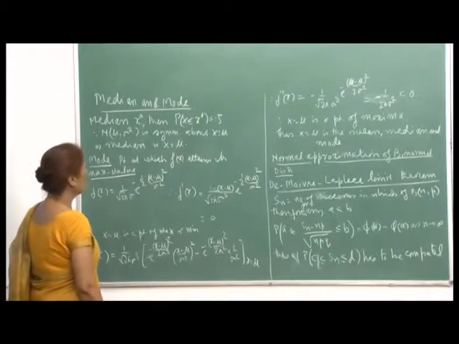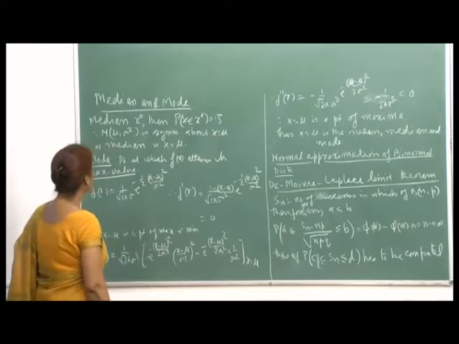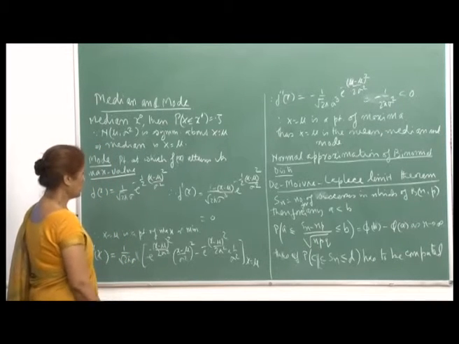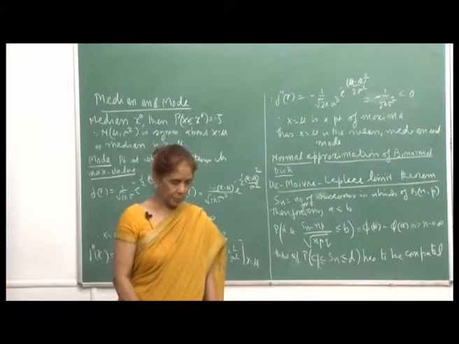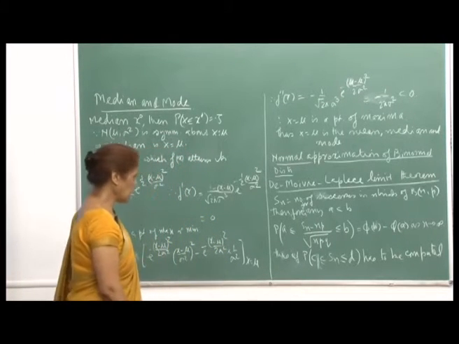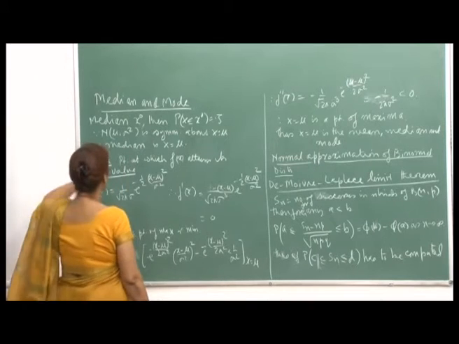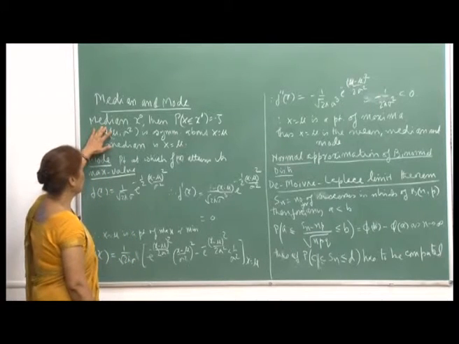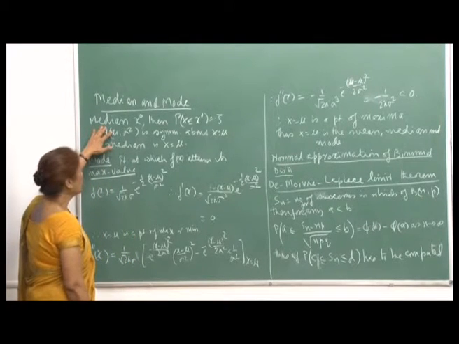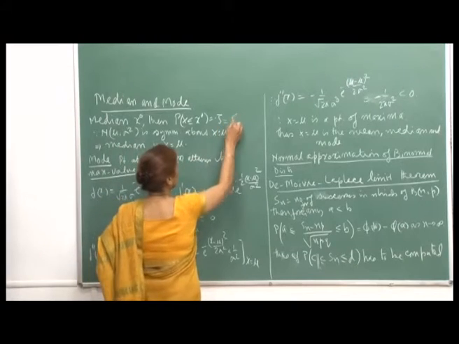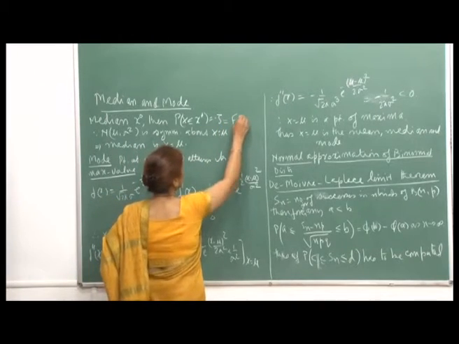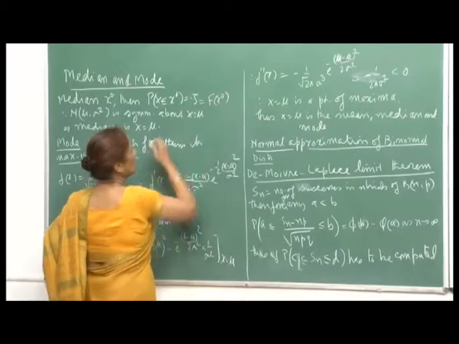So, median and mode of a normal distribution. Again, when you look at all these properties of this distribution, you realize that it is a very interesting one. What we mean by the median of a distribution is the number for which your cumulative distribution function has the value 0.5.